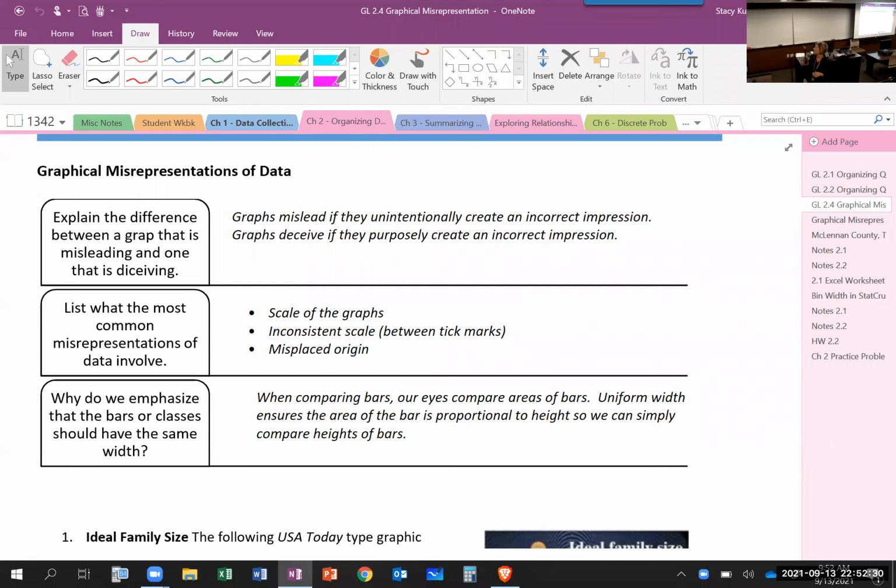As opposed to deceiving, now, think about the English language, right? If I am deceiving you, that is an intentional thing, and I am purposely creating an incorrect impression.